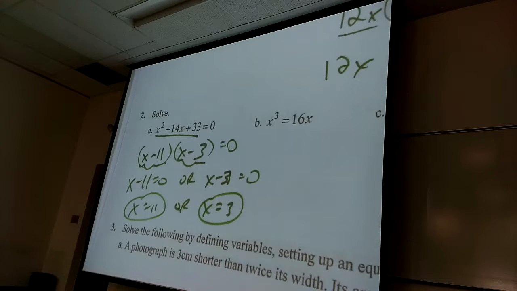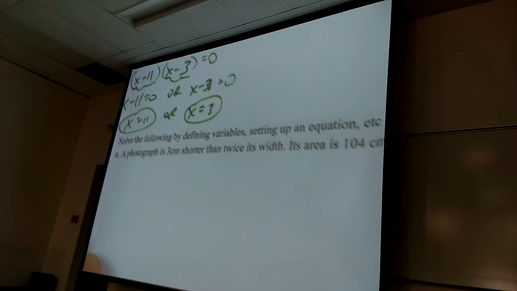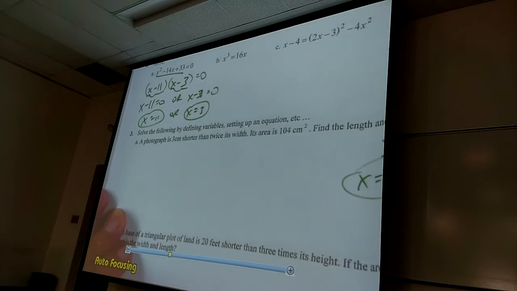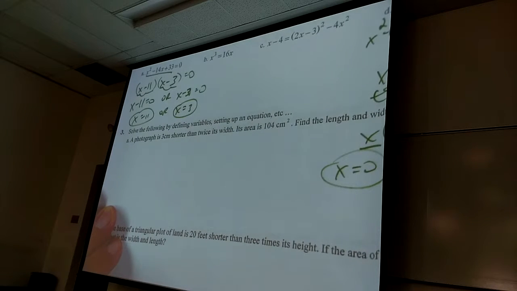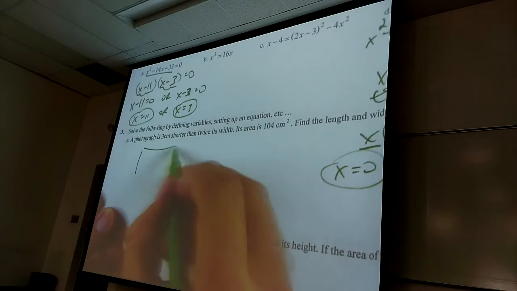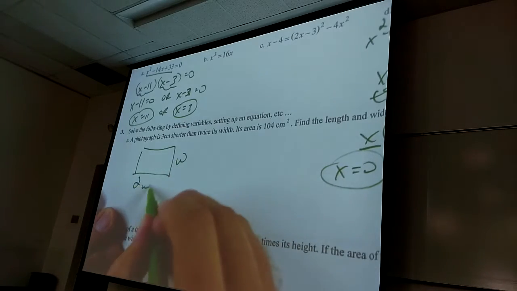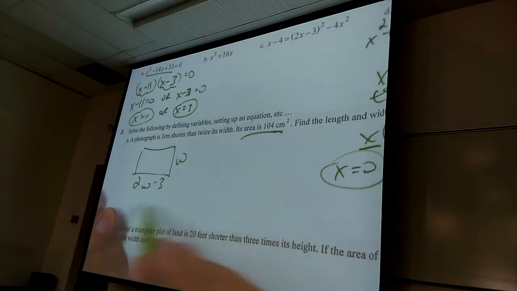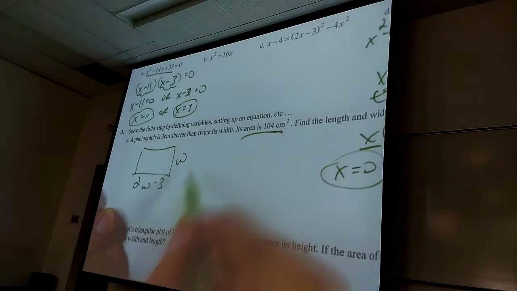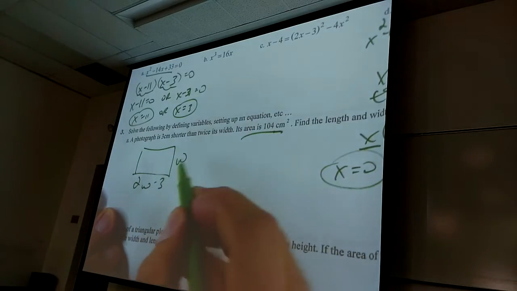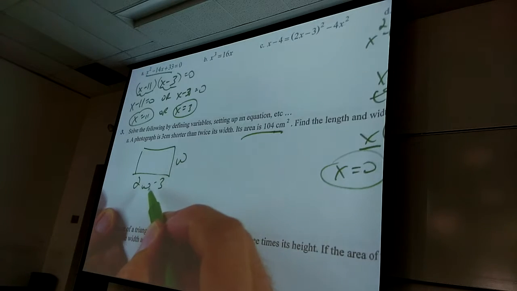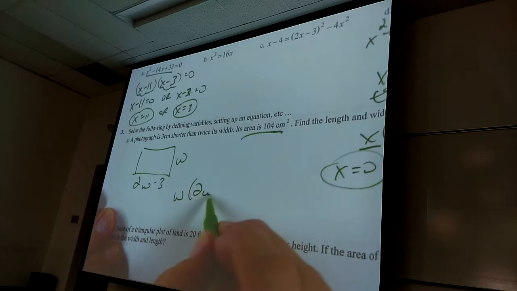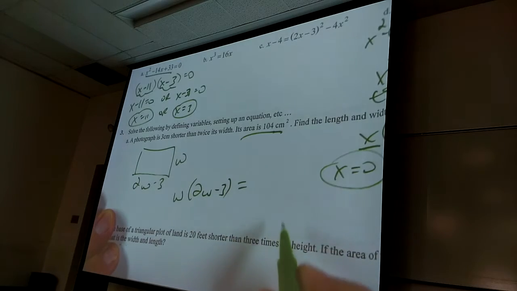Okay, so number 3, just setting it up. So 2w minus 3 is the length, and then the area is 104. How do you get the area of this? What's the area of this picture here? The width times the length, right? So w times 2w minus 3 has to be 104.